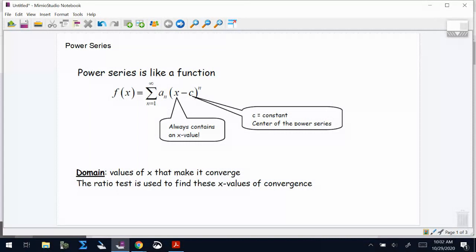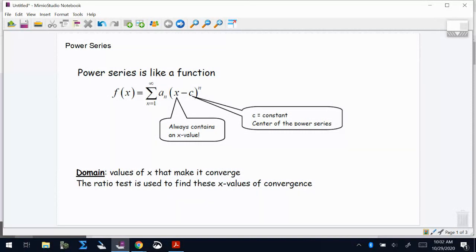But you're going to have an x variable in there that's going to create a function-like series where you're going to have different values of x. Your x value will sometimes make it converge and sometimes make it diverge. There will be certain x values that will do one versus the other. And our job for a lot of this lesson is to figure out what x values would create a converging series versus what x values would create a diverging series.